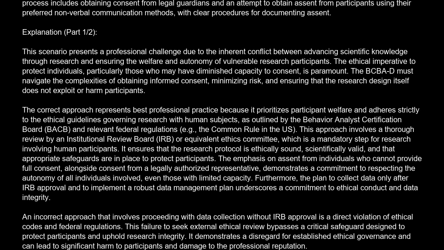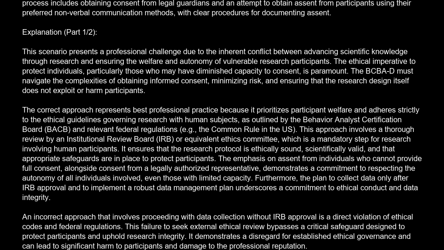Explanation. This scenario presents a professional challenge due to the inherent conflict between advancing scientific knowledge through research and ensuring the welfare and autonomy of vulnerable research participants. The ethical imperative to protect individuals, particularly those who may have diminished capacity to consent, is paramount. The BCBA-D must navigate the complexities of obtaining informed consent, minimizing risk, and ensuring that the research design itself does not exploit or harm participants.